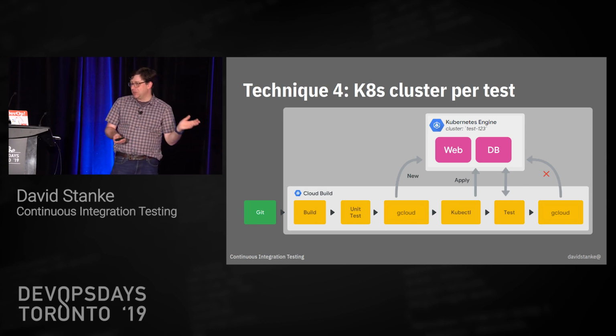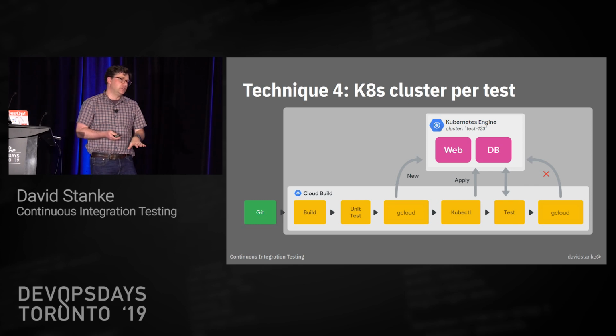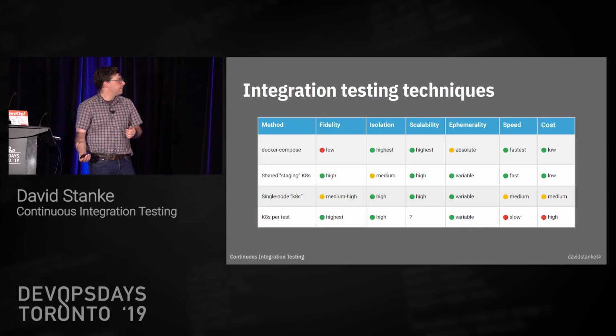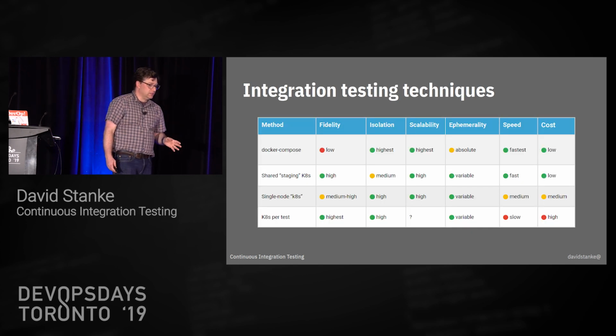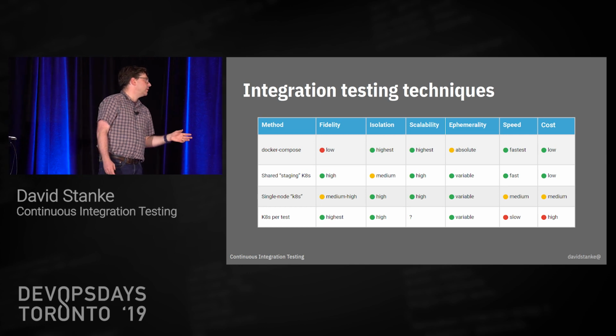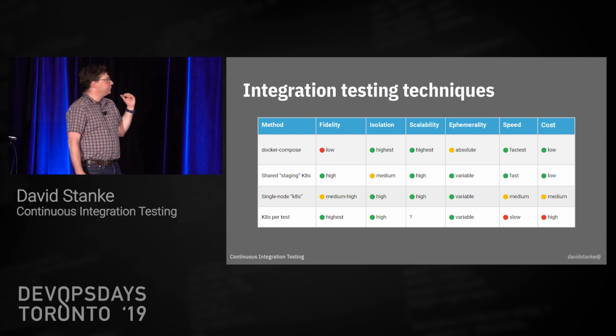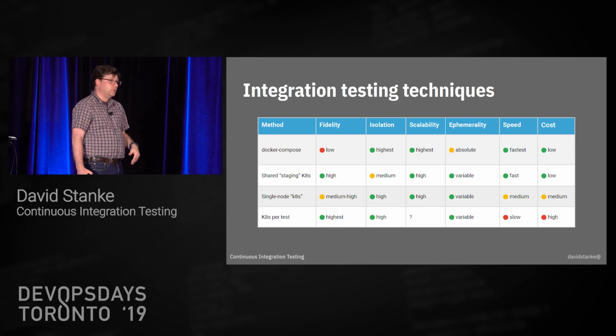But regardless, the good news is obviously a full-on, absolute high-fidelity test. Bad news is it's going to be more expensive, and it does take longer to provision a Kubernetes cluster than it does to provision a single node running a lightweight version of Kubernetes. All right, so putting it all together, we have all the pros and cons of these different approaches. Really, it's all trade-offs. There's no single best answer, and it depends on what you're looking for.